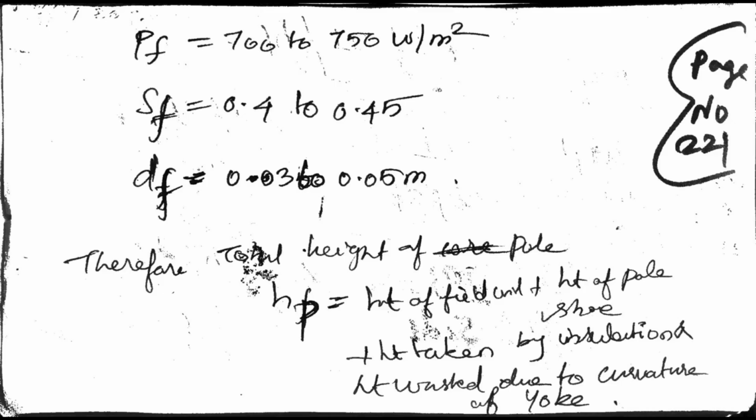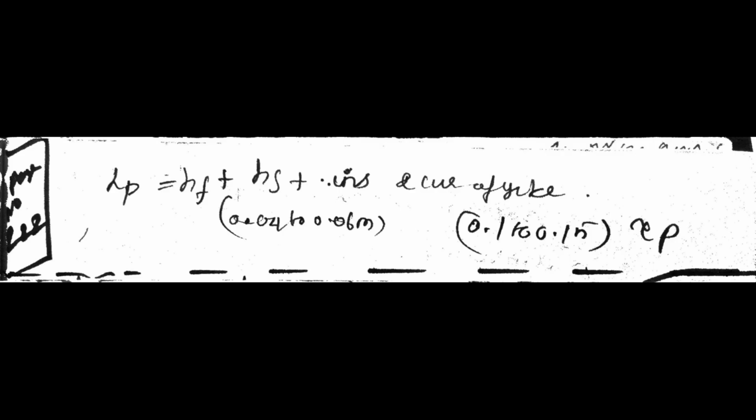Capital PF is equal to 700 to 750 watts per meter square. SF is equal to 0.4 to 0.45. DF is equal to 0.03 to 0.05 meter. Therefore, total height of pole HP is equal to height of field coil plus height of pole shoe plus height taken by insulation and height wasted due to curvature of yoke. That is HP is equal to HF plus HS plus insulation and curvature of yoke.